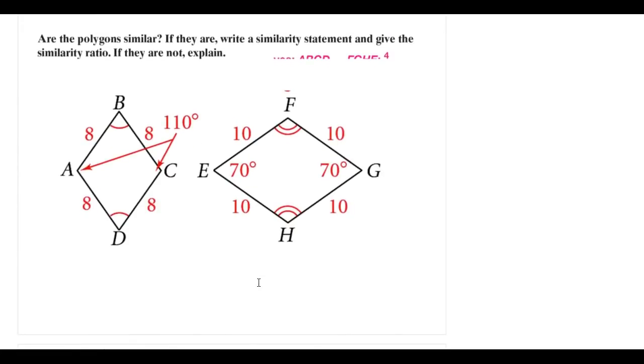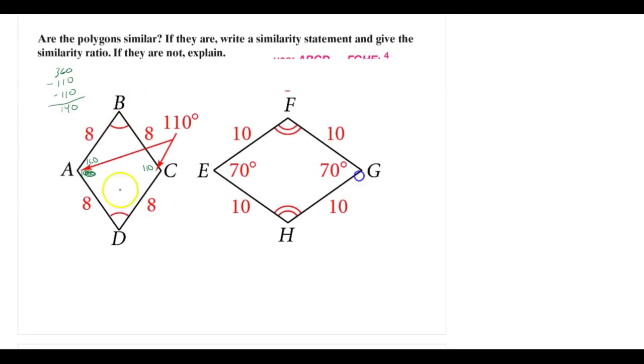So here, are these polygons going to be similar? The first thing I always look at is angles right away. When I look at this, what do all four angles in a quadrilateral have to add up to? 360. So they're telling you that these angles are 110 degrees, right? So if I do 360 minus 110, what is that going to give me? That's going to give me 140.